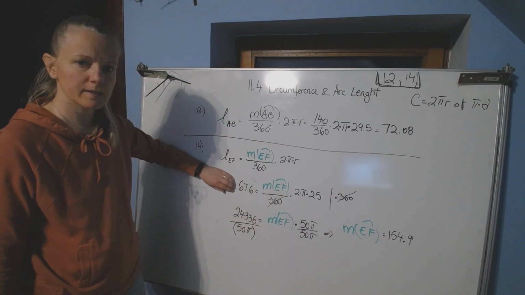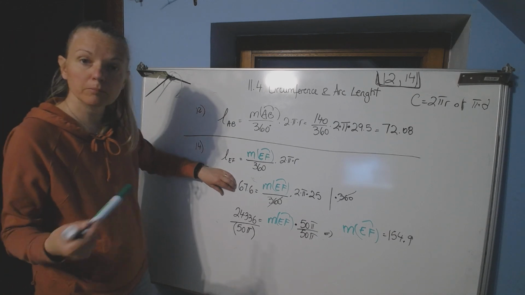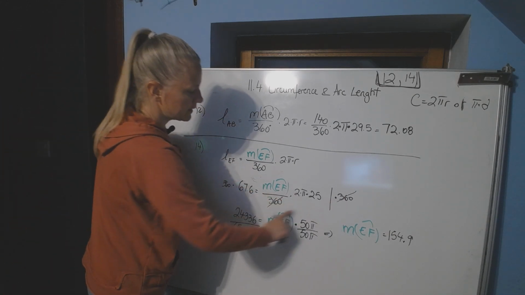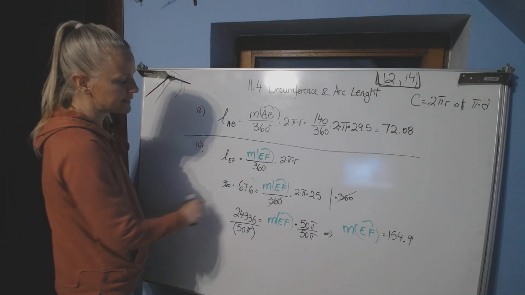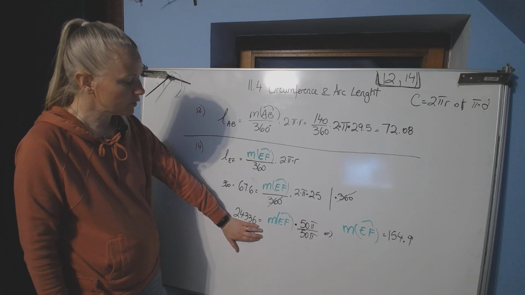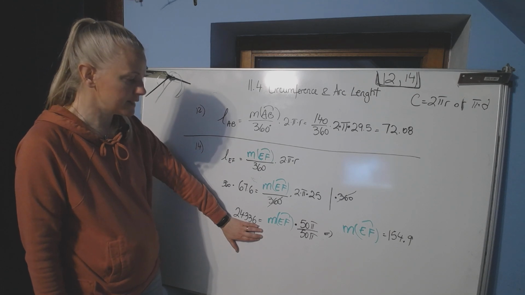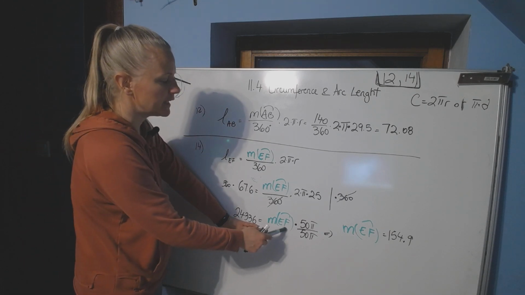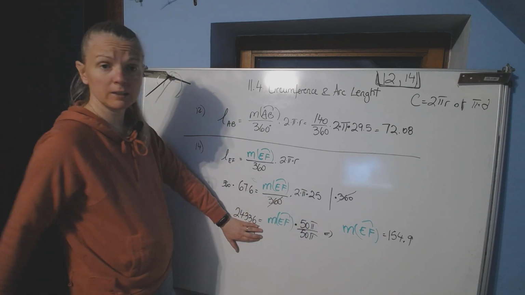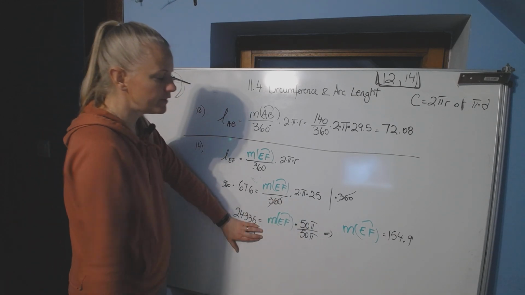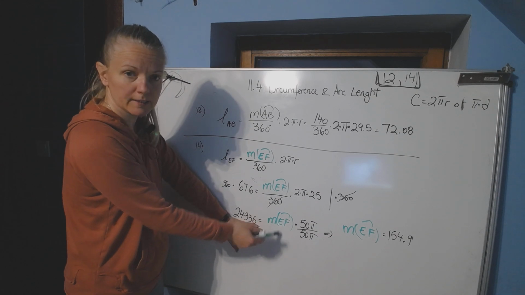That's my radius. The first thing I did, I actually broke it in pieces for you, is I timed by 360 to get rid of it in both places. I ended up with 24,336 equals the measurement of EF times 50 pi. I'm going to keep it simple. And then I divide the 50 pi out because I just want the green stuff.